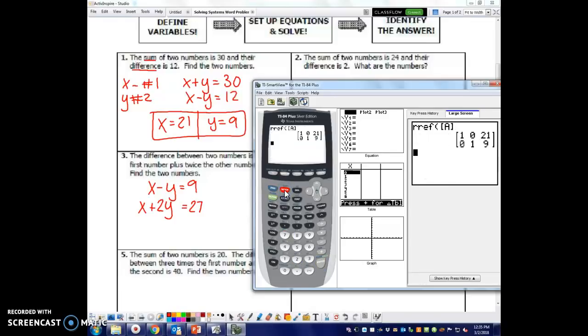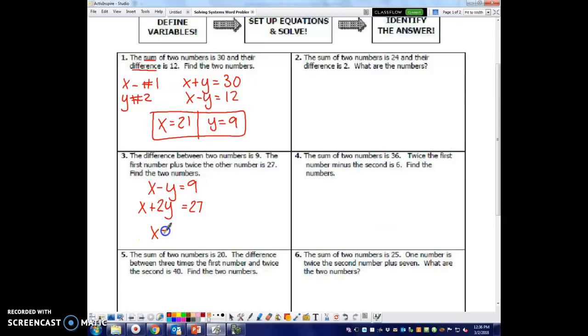Now we quit. Go back into matrix. Over to math. RREF. Matrix A. So it says x is 15 and y is 6. So the first number is 15 and y is 6.